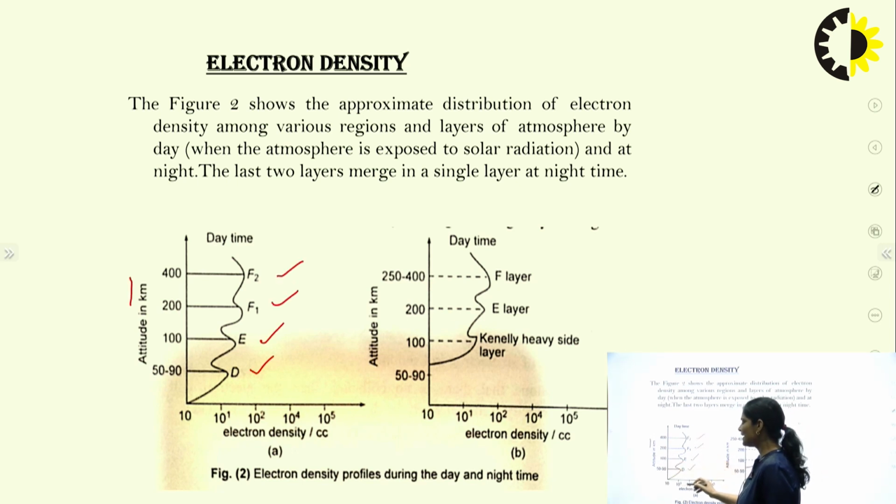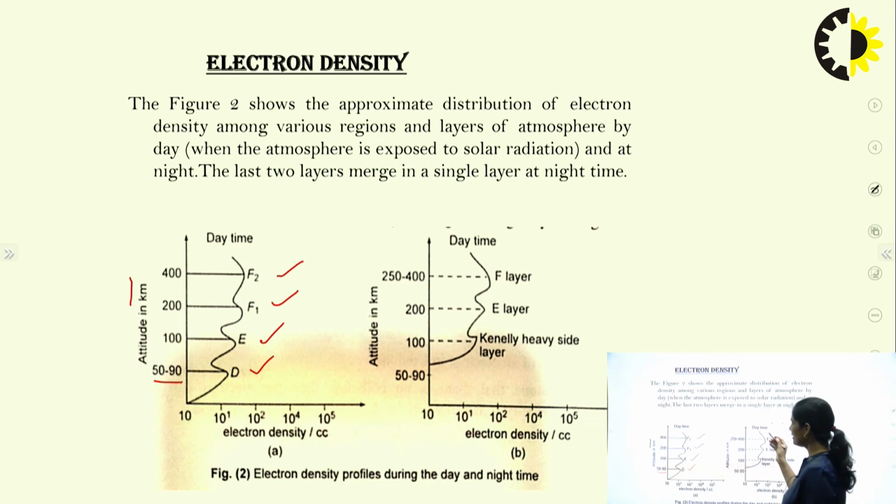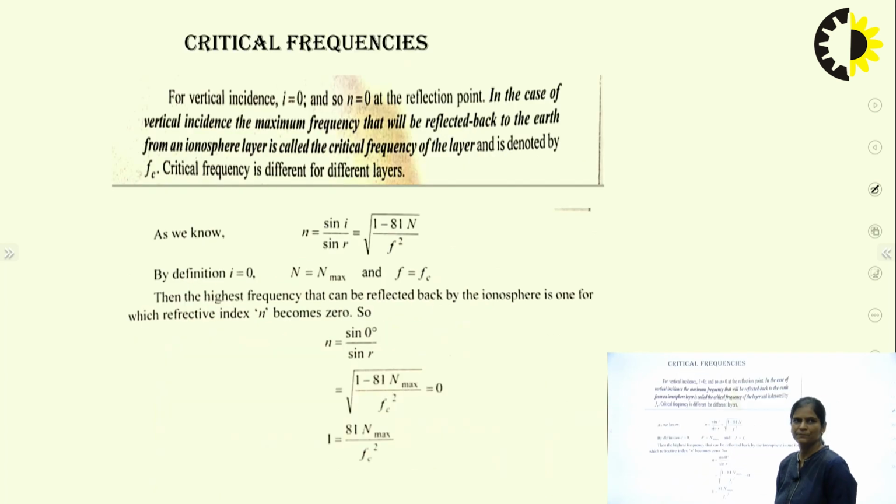So this is the daytime, where you have the D layer at 50 to 90 km altitude, then the E layer at 100, then F1 at 200, then F2 at 400. Here we are looking at electron density versus altitude in kilometers. The Heaviside layer is at 100, the E layer is 100 to 200, and the F layer is 250 to 400. So this is the relation between electron density and altitude in kilometers.